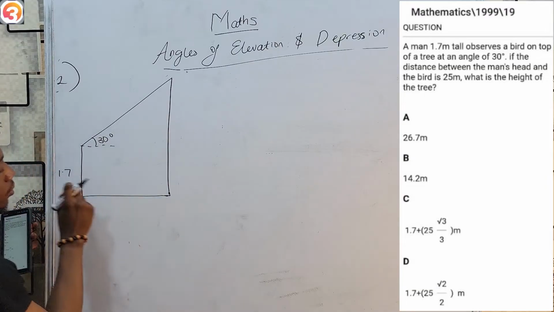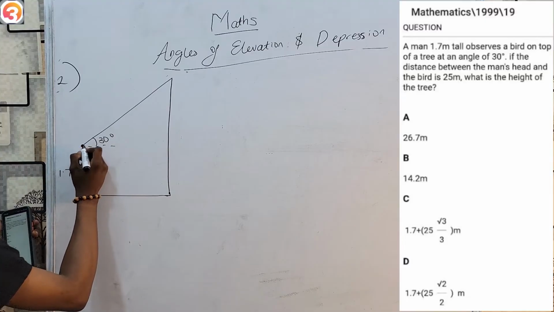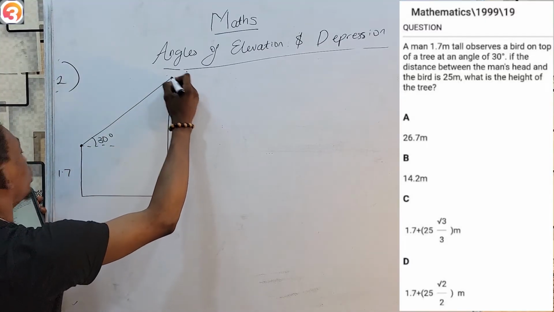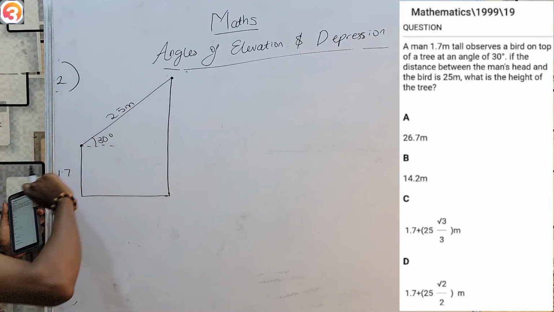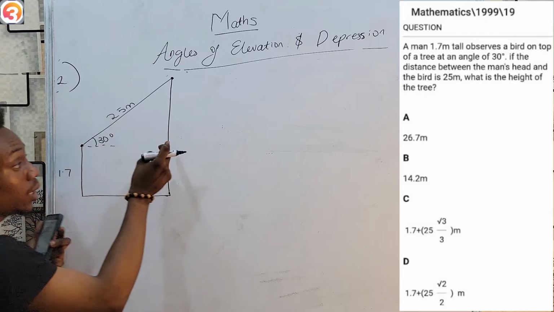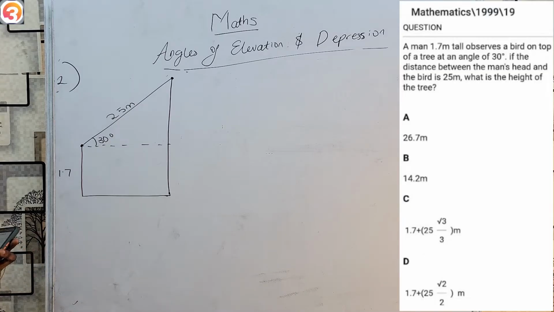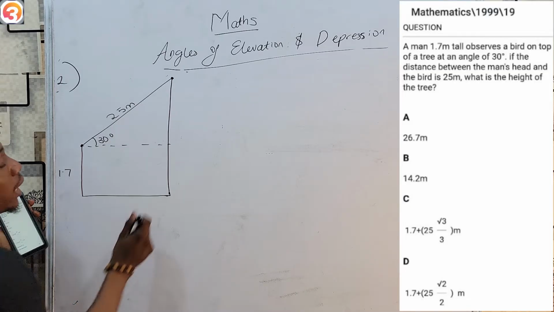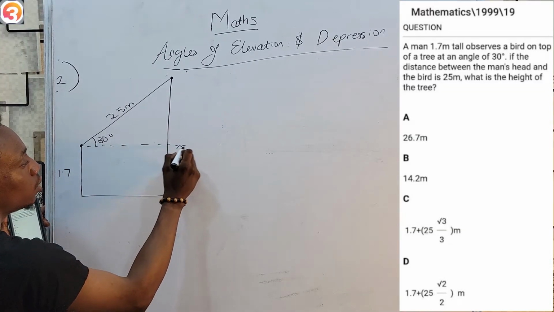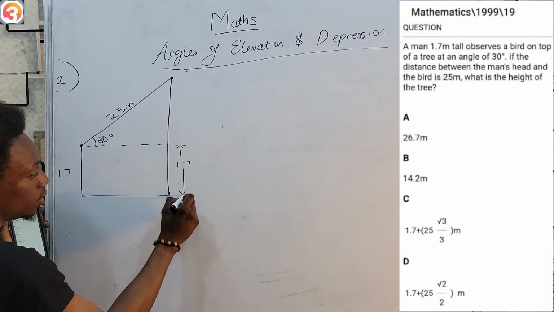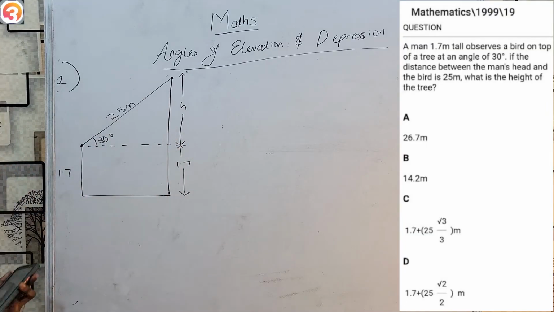Now, they did not tell us the distance from the man to the tree. No. So the distance from the man's head, which is here, to the bird, which is here, is 25 meters. So it is this line that they gave me the distance for, not here to here. So if that is 25 meters, I'm being asked to find the height of the tree. Again, I want to find this height. And just like before, if here is 1.7, then here must also be 1.7. I want to then find this height so I can add them together just like before.